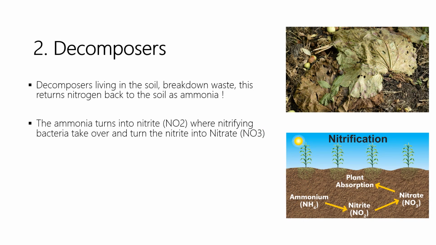Then the second way is decomposers that are living in the soil that break down the waste and return nitrogen back to the soil as ammonia. Then this ammonia is turned into nitrite, where the nitrifying bacteria take over living in the soil and turn the nitrite into nitrate, where it is absorbed by plants.